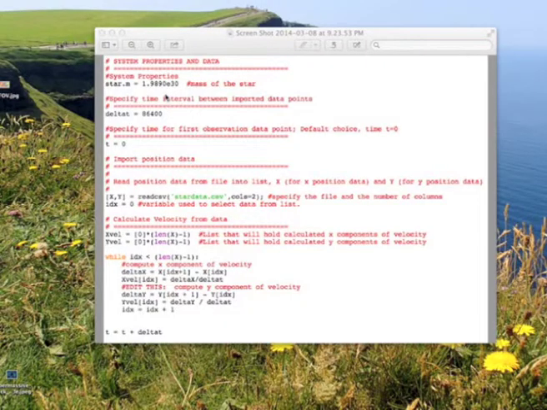So first here we set the mass of the star equal to star.m right here. Next, delta t, the change in time, is 86,400 seconds, or 1 day. This line here reads the CSV file, the star data from the CSV file. And then this last while loop here simply calculates the velocity of the star as it travels around the black hole.